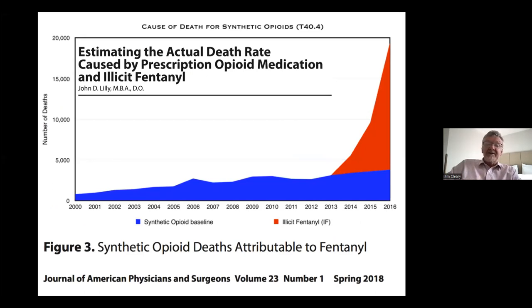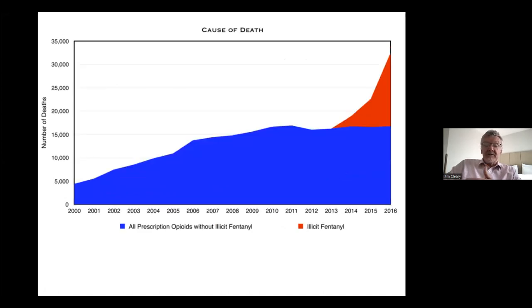And we can see here again data from the United States that illicit fentanyl is contributing to far more of the deaths in the United States now than anything to do with prescribed opioids. Significant factors, and we can even analyze these graphs better. All prescription opioids without illicit fentanyl, and then the illicit fentanyl represents that tip there.